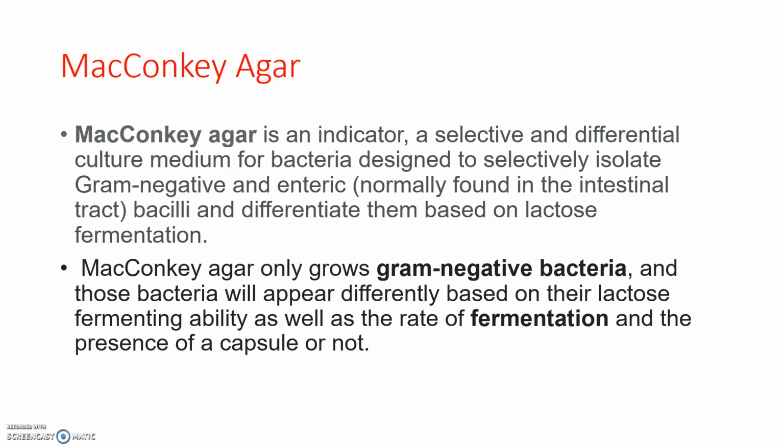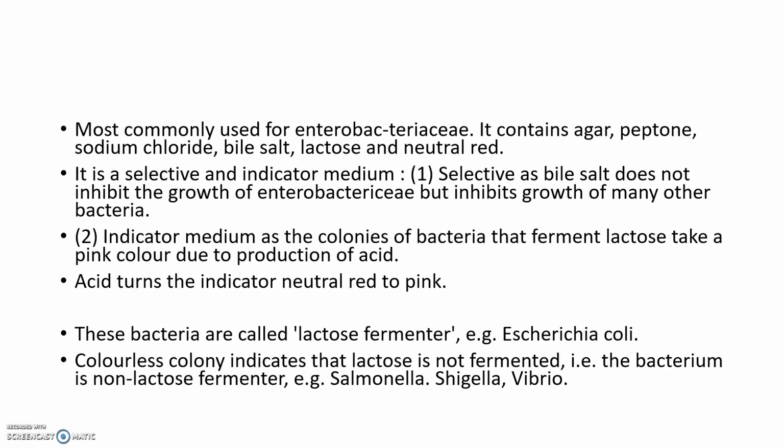MacConkey agar grows gram-negative bacteria, and those bacteria appear differently based on their lactose fermenting ability, as well as the rate of fermentation and the presence of a capsule or not. It is most commonly used for Enterobacteriaceae, and the ingredients of the MacConkey agar are agar, peptone, sodium chloride, bile salt, lactose, and an indicator named neutral red. So it is a selective and indicator medium.